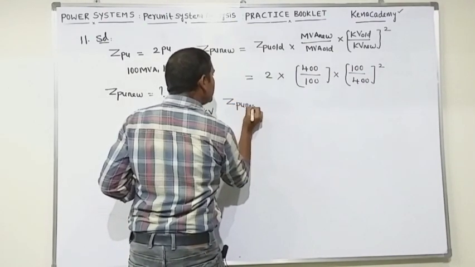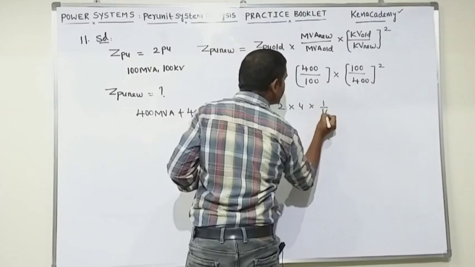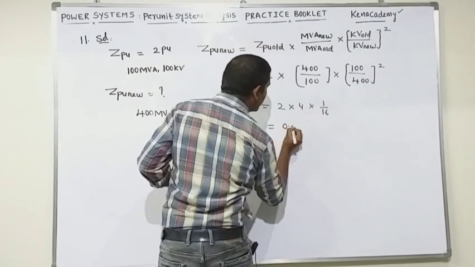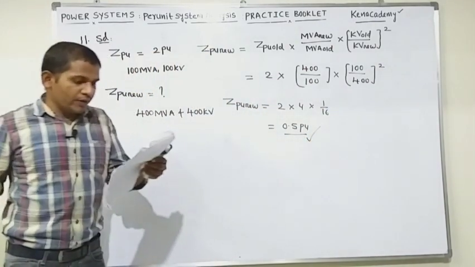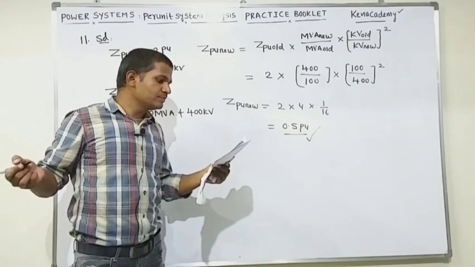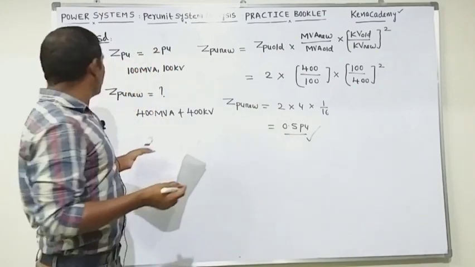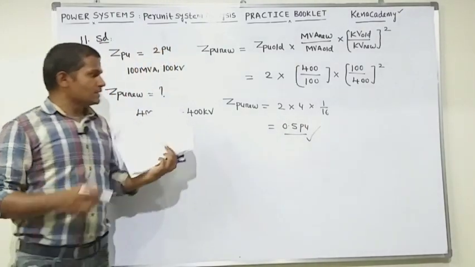Then the Z per unit new equals 2 into 4 into 1 by 16. How much do we get? 0.5 per unit. 0.5 per unit. Is it correct? Option C is correct. This is question number 11. It was asked in ESC 2000. Clear? Concentrate.